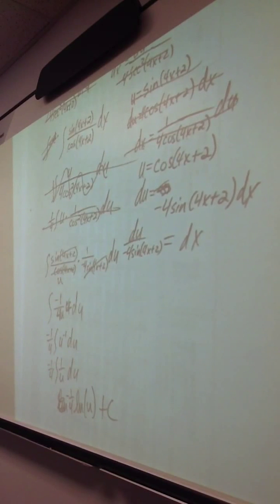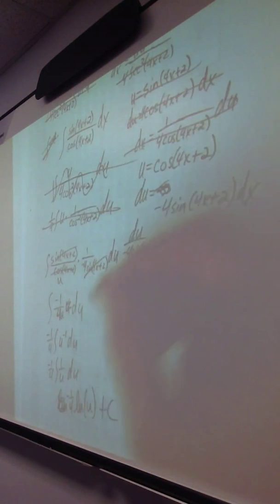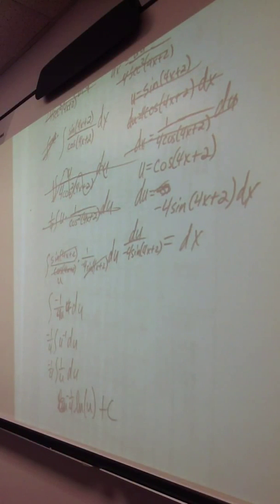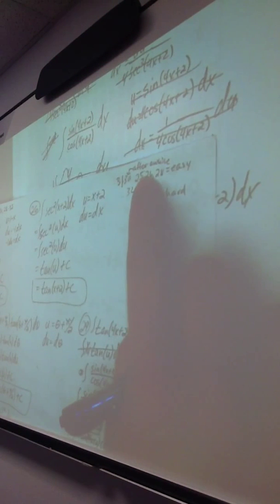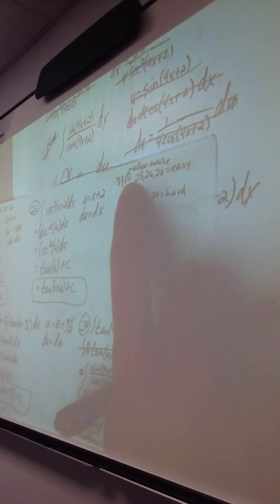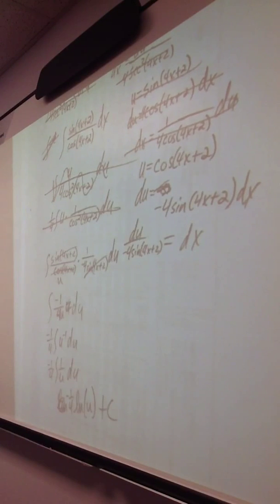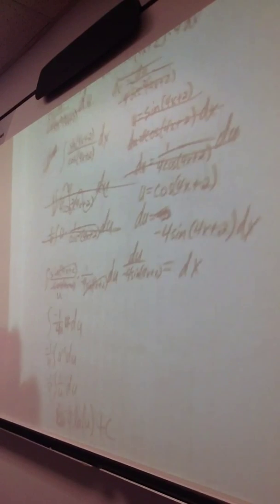And so then I plug my u back in, which was cos of 4x plus 2, and then we're done. That was the hardest one. Look at it. Up here I made myself a note: easy, easy, easy, easy, hard. Easy after a while. And the reason it was easy after a while, you didn't need to do u substitution on 30.